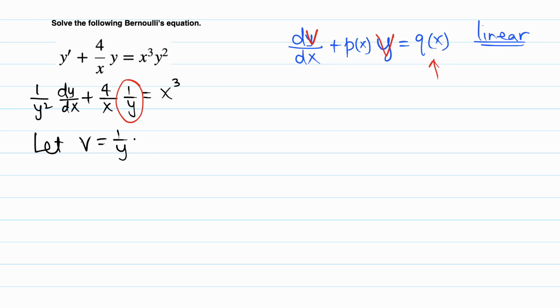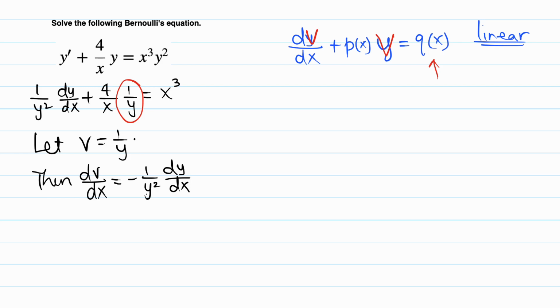So let's find the derivative of this v with respect to x. So v is a function of y and y is a function of x. That means v is also a function of x. So we can find the derivative of v with respect to x using implicit differentiation. 1 over y, we know the derivative of 1 over x is negative 1 over x squared. So this will be negative 1 over y squared, but we are doing it with respect to x, so times dy over dx from the chain rule.